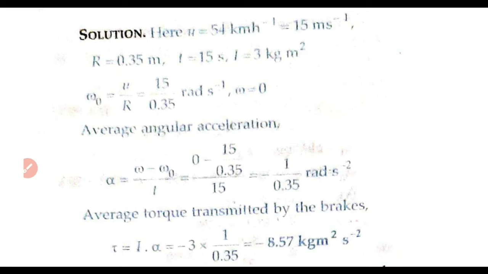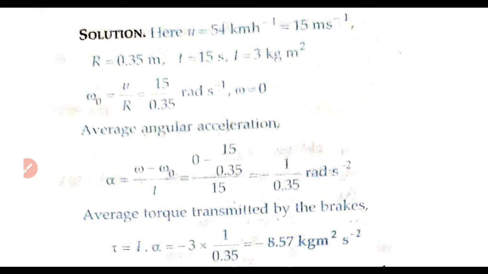So r is equal to 0.35 meter, it's given. So we have omega 0 equal to u by r. Here u stands for the initial velocity. So we have 15 by 0.35 radian per second. As I said, finally it is coming to rest, so the final angular velocity is 0. So substituting, we get average angular acceleration as minus 1 by 0.35 radian per second square.